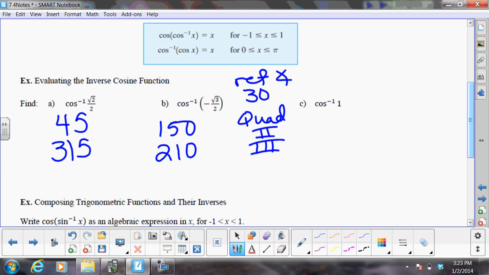And then the cosine of 1. Well, if you think about your cosine graph, it looks like this. So these are the spots that it's 1 at: 0 and 360.